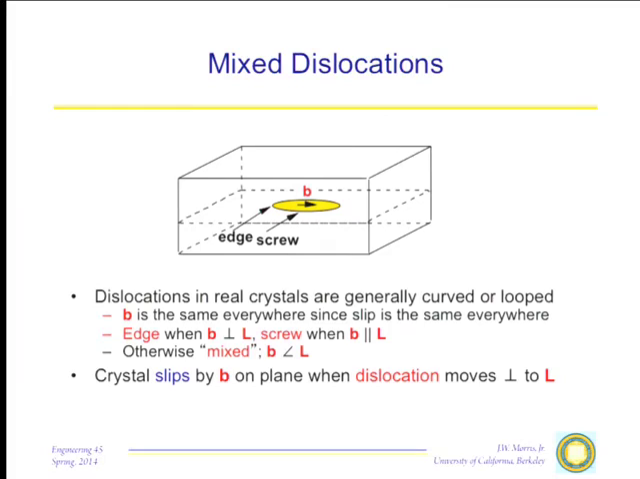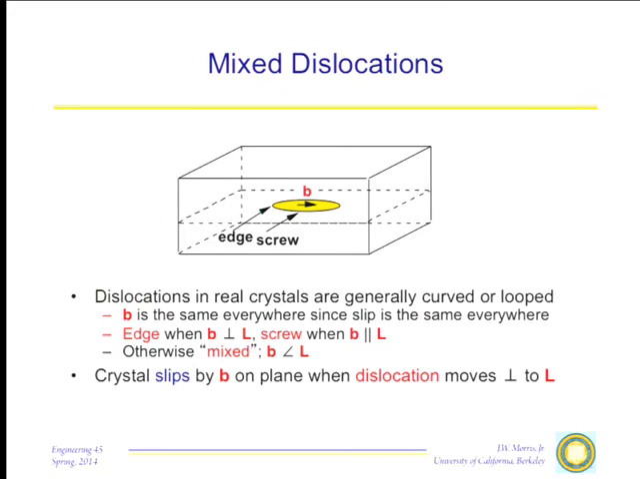And dislocations in real crystals are generally curved or looped. The thing you can say about them is that inside the dislocation, the Burgers vector is the same everywhere, since the dislocation or dislocation loop was created by slipping an area. Remember, the dislocation is just the boundary of the area that's been slipped. So the characteristic of any dislocation loop is that the slip, or the Burgers vector, is the same everywhere. The region inside has been slipped by exactly the same amount, no matter where you are on the dislocation line.